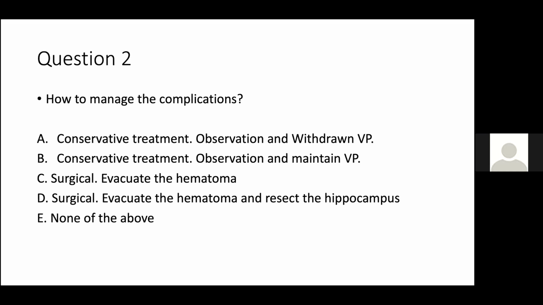Let's give it a few more seconds for people to answer. So again, a hematoma under valproic acid with worsening of seizures afterwards, that could be caused by, number 1, the hematoma contributing, or because we left part of the epileptogenic zone, the hippocampus, behind, and what do we do next.